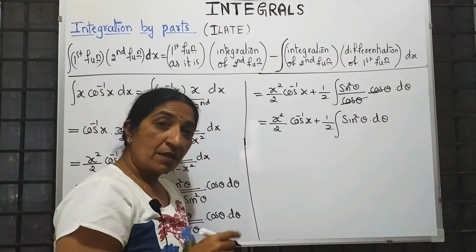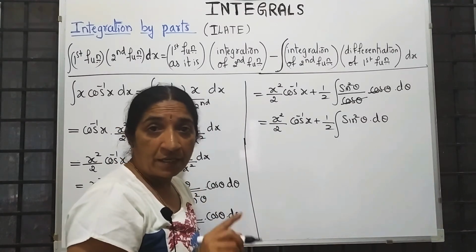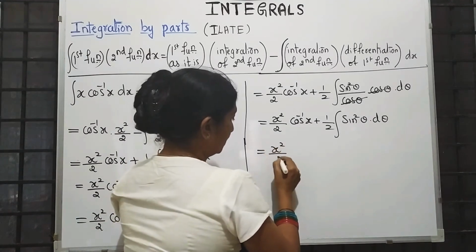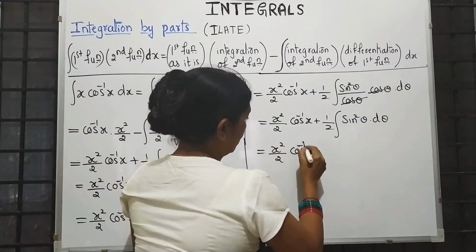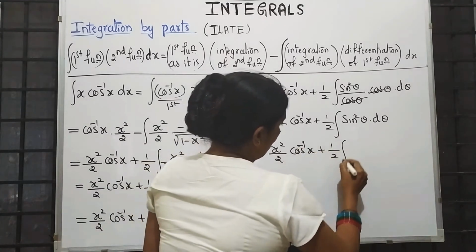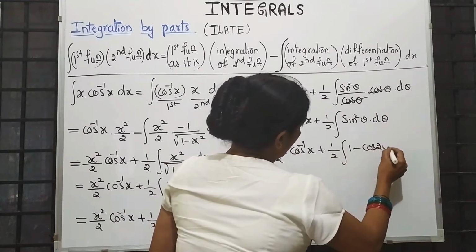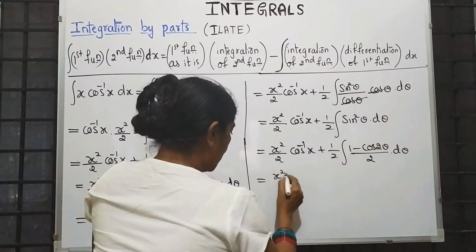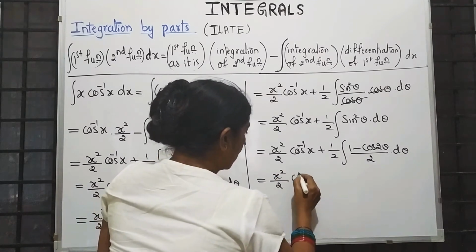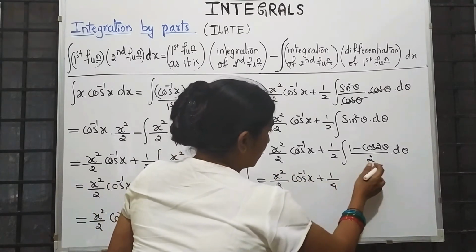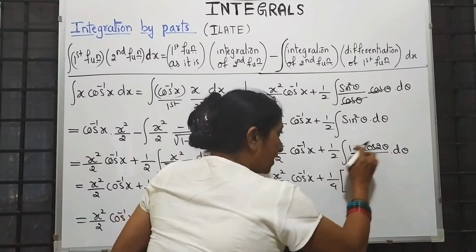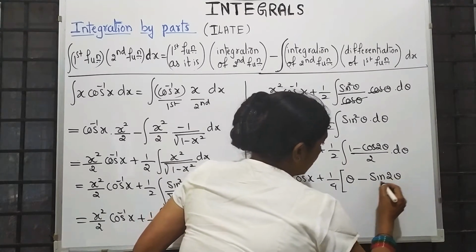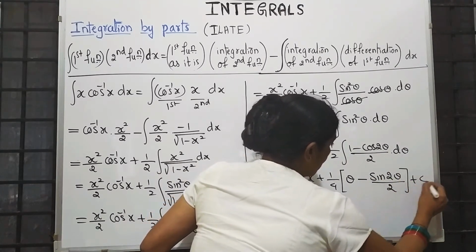Yes students, tell me, are you familiar with the integration of sin square? No, but we know multiples and submultiples. Sin square is 1 minus cos 2 theta divided by 2. So this is x square by 2 cos inverse x as it is, plus 1 by 4; this 2 I took outside. Now integration of 1 with respect to theta is theta. Integration of cos 2 theta is sin 2 theta divided by 2, plus c.